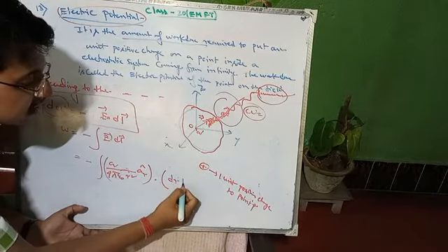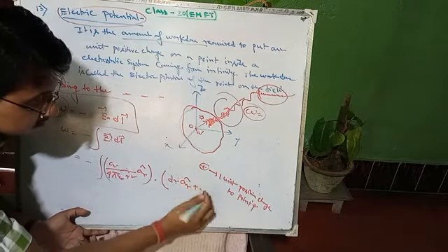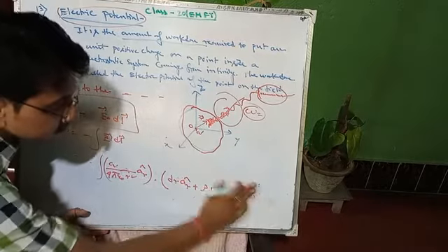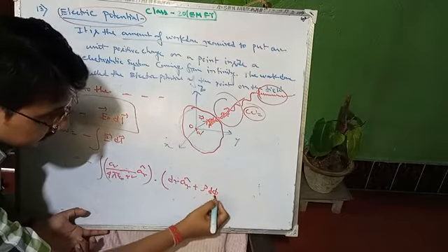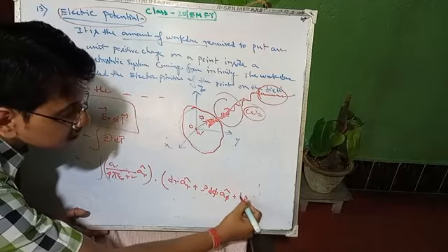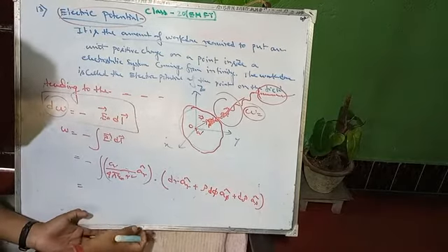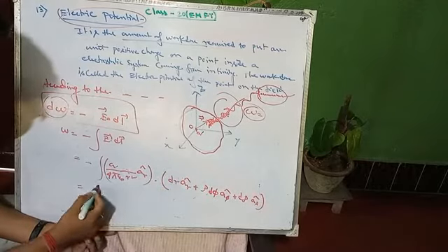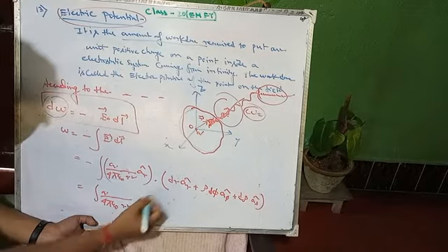Okay, and dl means what? Again we can write dr AR cap plus rho d phi a phi cap plus d rho a rho cap. Okay, so after performing the dot product, we have AR dot AR will be 1 and the rest are 0. So your answer will be q by 4 pi epsilon naught into r square into dr.